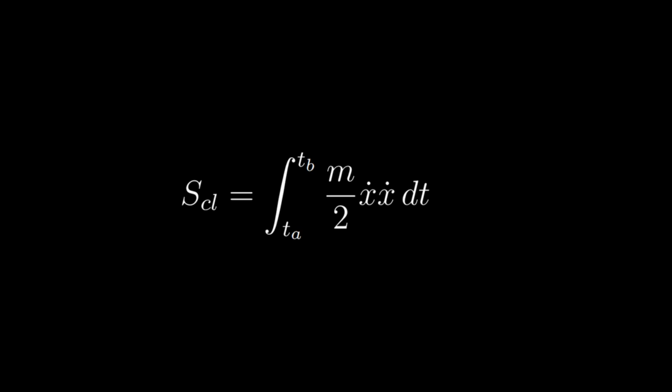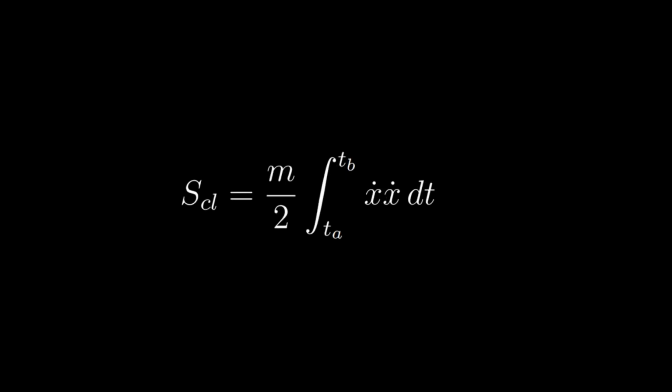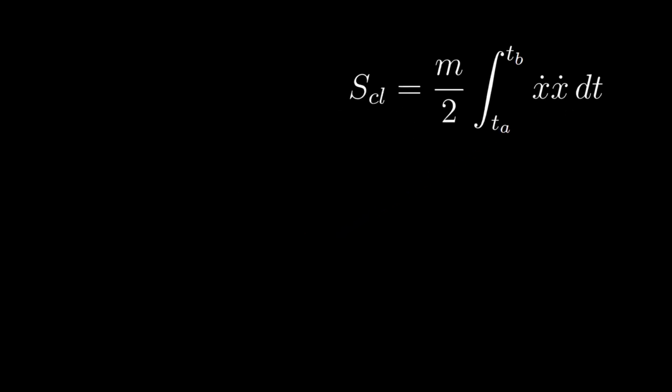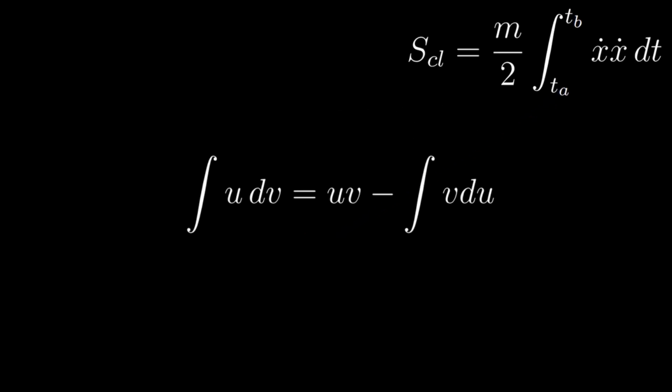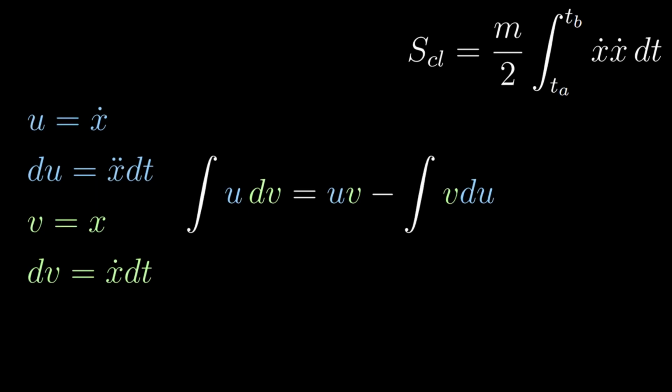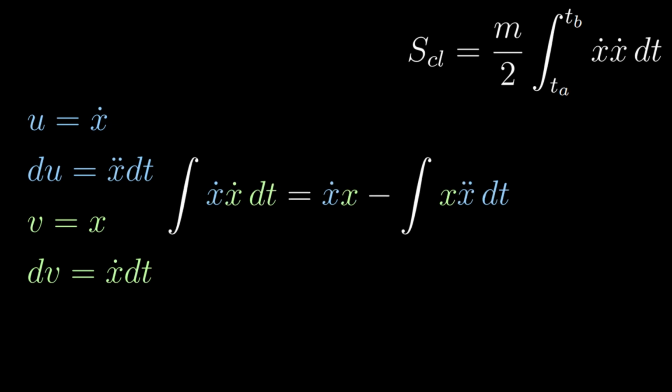Let's try this again, but in a way that may be more applicable to other classical action problems. Jumping back to this step, once we move the m over 2 term outside the integral, we can use the integration by parts formula instead. We will substitute u for x dot and du as x double dot dt, dv as x dot dt, and v as x. Integrating by parts gives this expression for the integral of x dot squared.